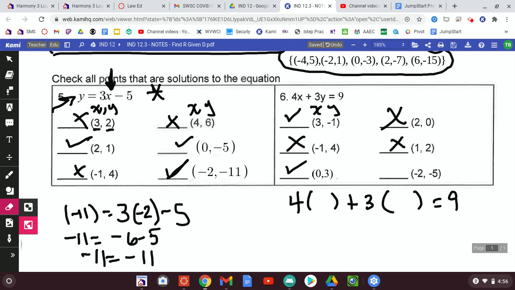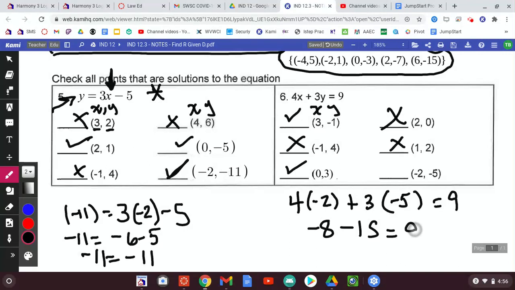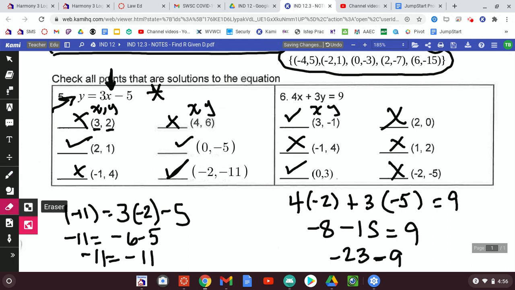All right, the last one is the point (-2, -5). So we plug -2 in for the x, and we plug -5 in for the y, and then see if it works. So 4 times -2 is -8, and 3 times -5 is -15. Hopefully you can already see this one doesn't work out. -8 and -15 is -23. That definitely does not equal 9, so that one is not a solution.